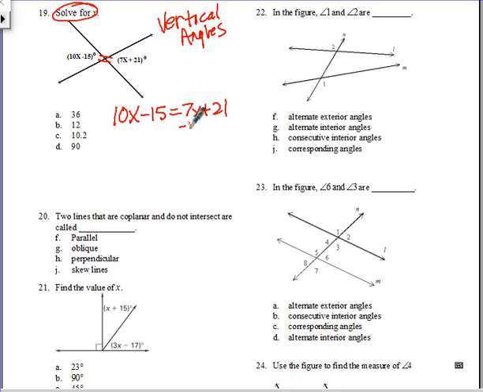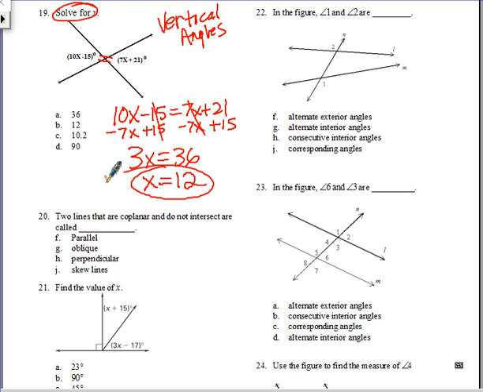So if I subtract 7x on both sides, these cross out, I have 3x. And then if we add 15 to both sides, we want to cross that out. So I have all my x's on one side, the numbers on the other. So I have 3x equals 36, and 3 is going to 36, so x is 12. So we know that 19 has to be B.